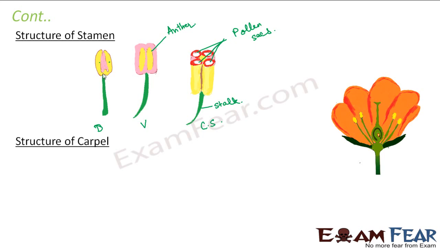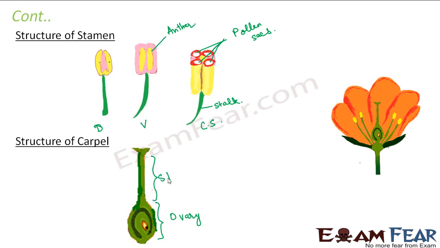Now let us talk about the structure of the female reproductive part, that is the carpel. So this is the magnified image of the carpel. Now carpel again consists of different parts. The lower portion of the carpel is known as ovary. This stalk-like structure is known as style, and this swollen topmost part is known as stigma. So these three parts together constitute the carpel.